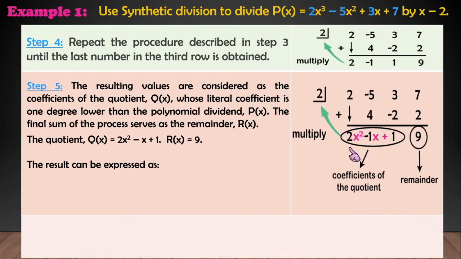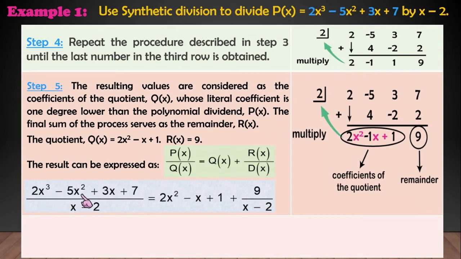Now, we said that the degree of the quotient should be 1 degree lower than the degree of the polynomial dividend. Now, the polynomial dividend here has a degree of 3. Our quotient here should therefore be of degree 2. And the result can be expressed as P of x over D of x equals Q of x plus R of x over D of x. This is our division algorithm.